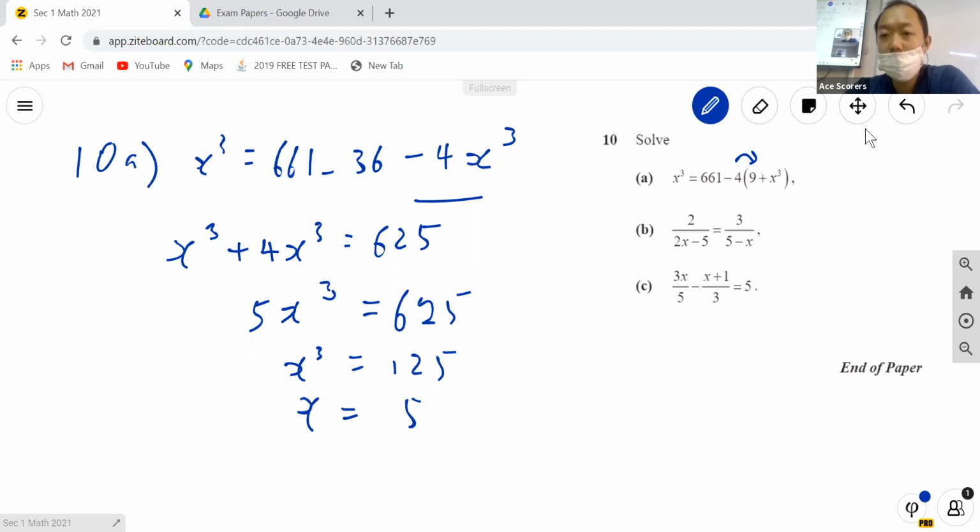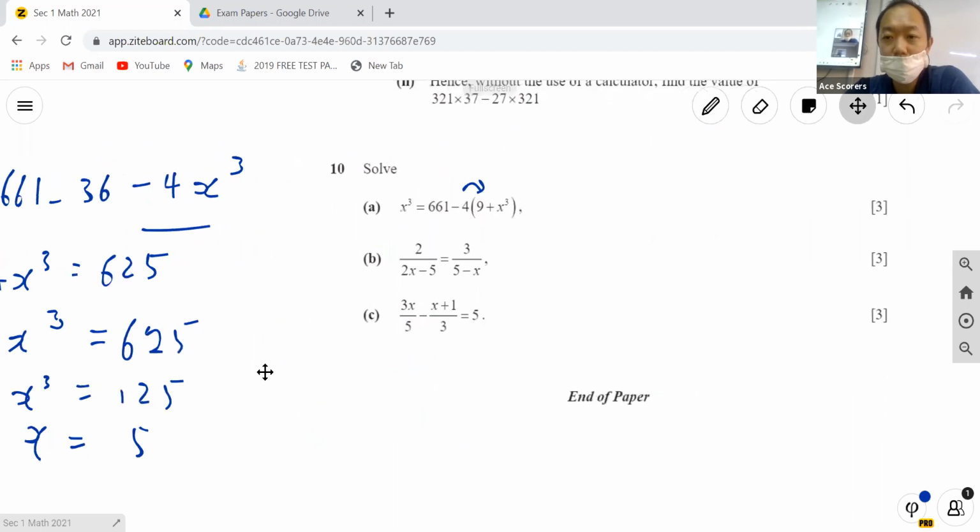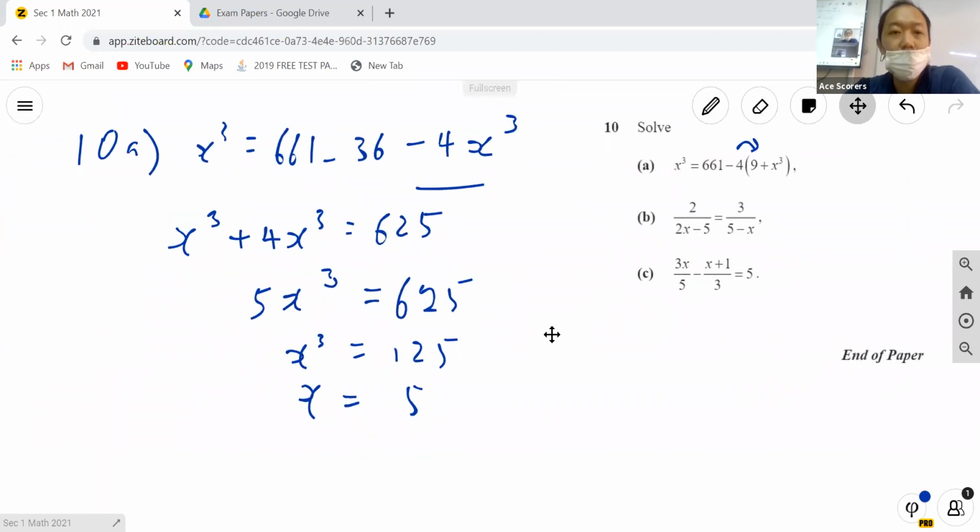A bit tough, that's why I say this one is a bit tough, because you are not used to x cube. It's 3 marks for this. But so far okay, I think. The rest are very standard actually. I'm not so worried about the rest. Just make sure you know how to do 10A. Most people will be stuck at the x cube, then they don't know what to do. So here you do cube root of 125. Here you get 5.